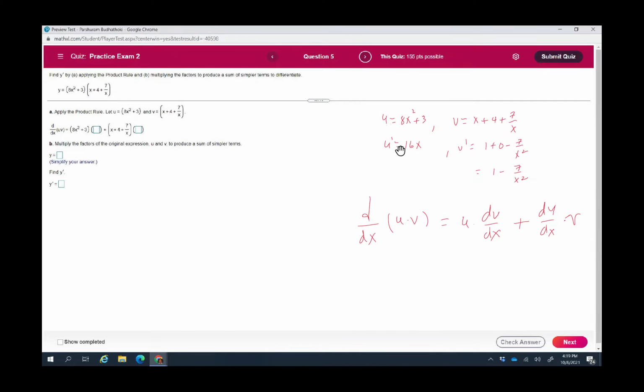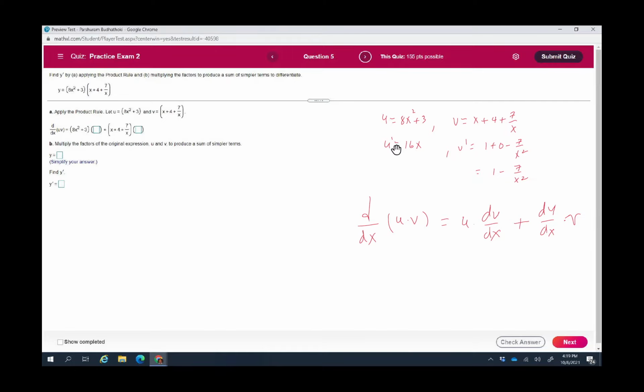Find the derivative of u by using the power rule, and that is 16x. And then find the derivative of v. The derivative of x is 1, the derivative of 4 is 0, and the derivative of 7 over x is negative 7 over x squared.